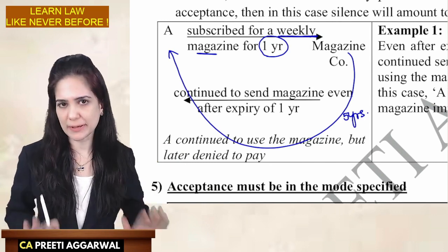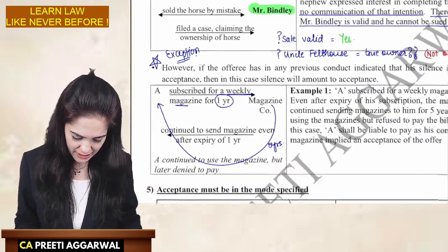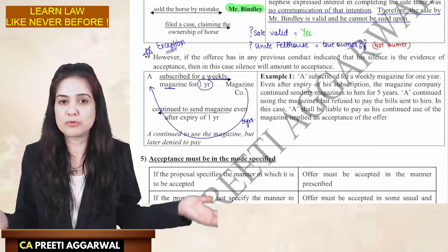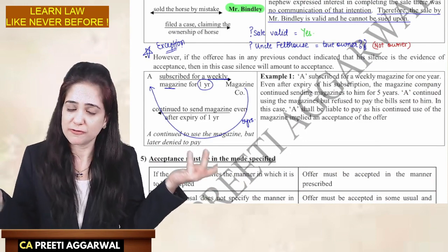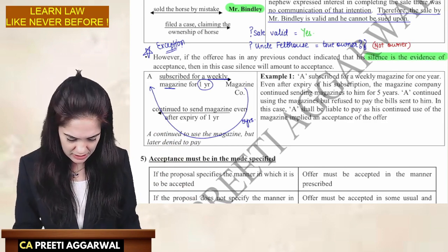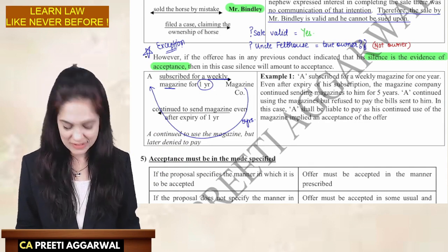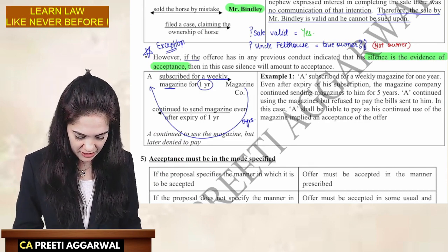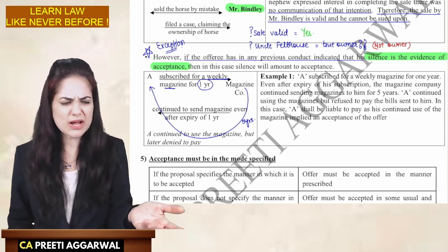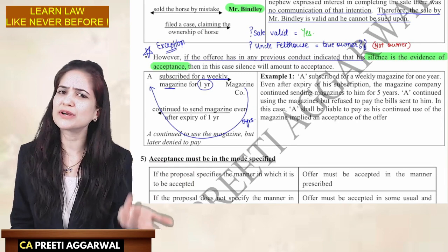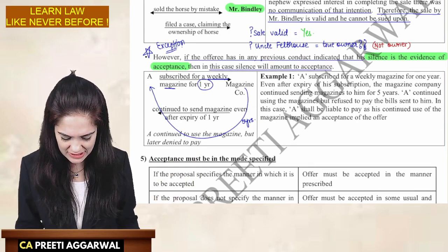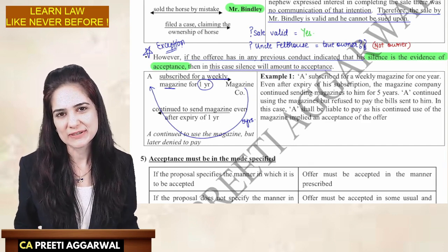So this is a small exception. Over here, silence does amount to acceptance. You were quiet, it means that you want to continue with our subscription. If you wanted to unsubscribe, you should have done that. So here, silence is the evidence of acceptance. If the offeree, by his previous conduct, indicates that silence is acceptance, and he did not unsubscribe, it means he wants to continue with it. Then it is acceptance. You will have to pay for it.